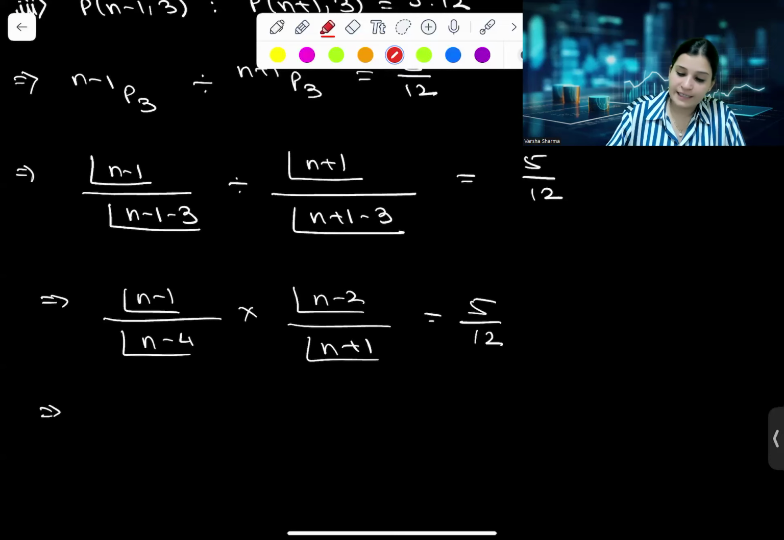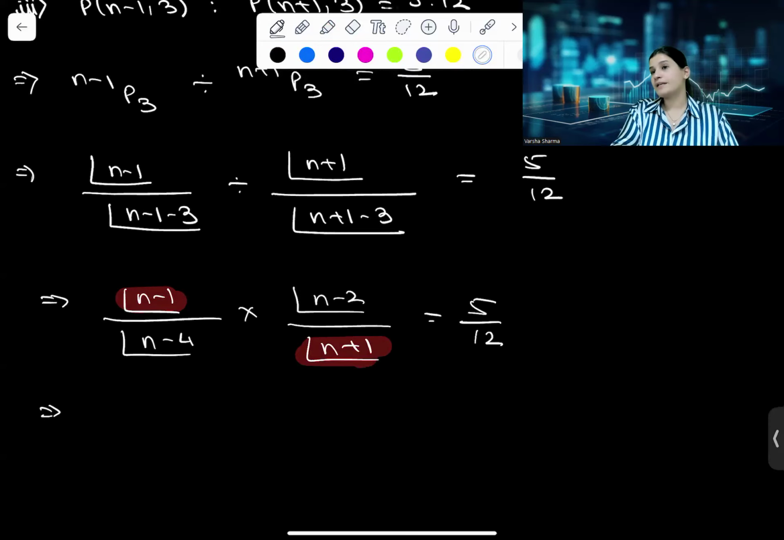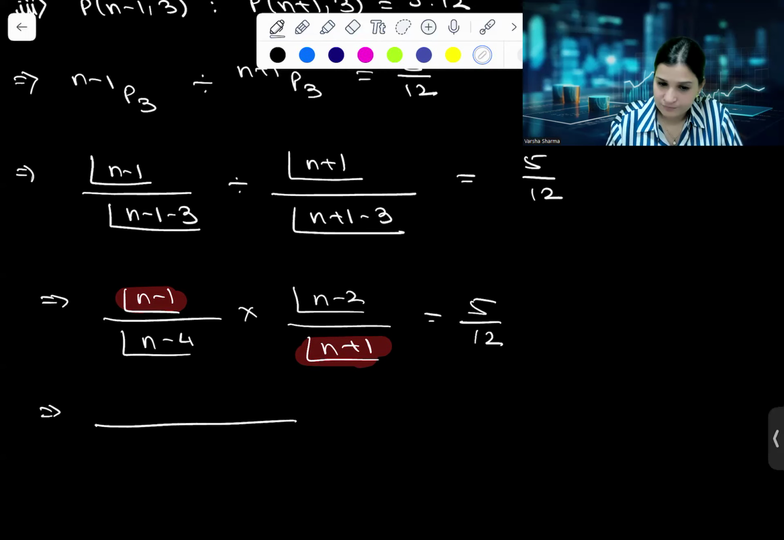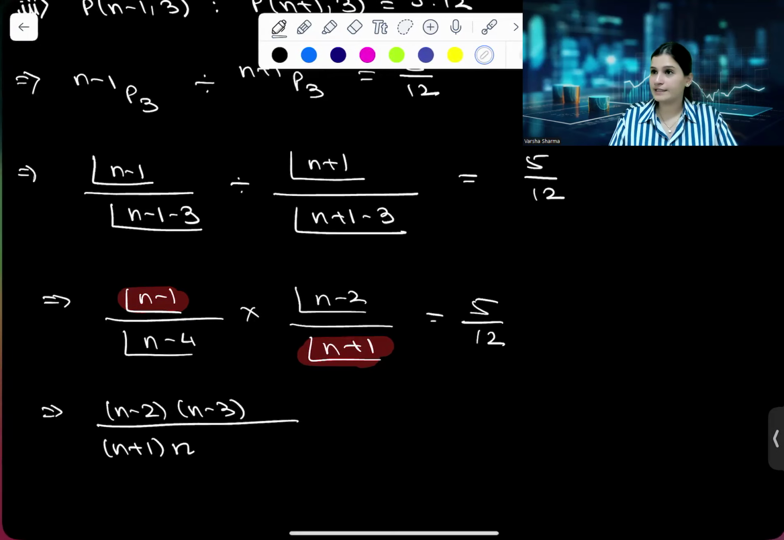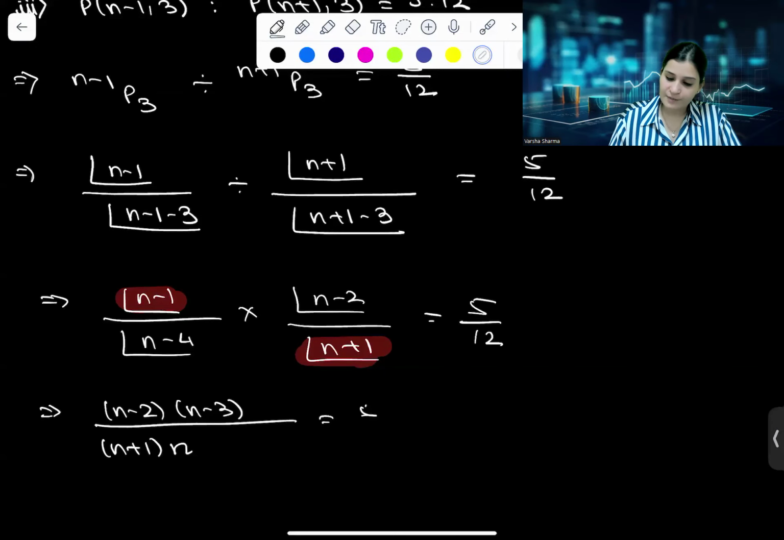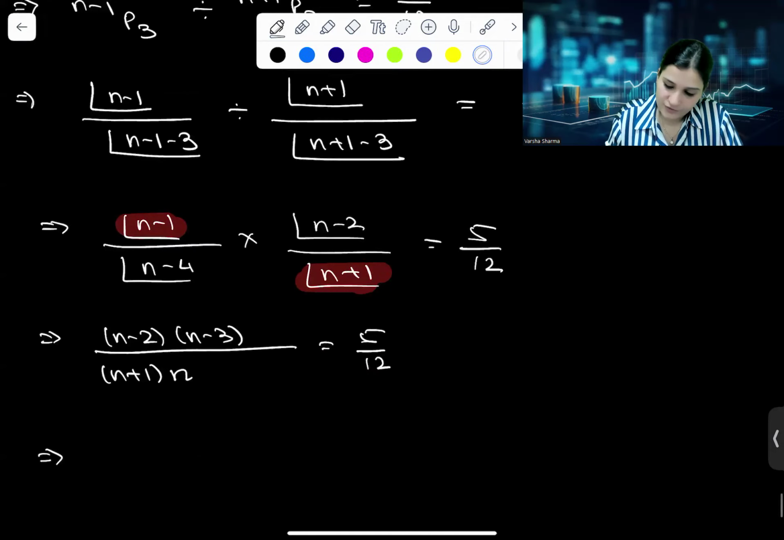So who looks alike? n minus 1 and n plus 1 look alike. So the larger number is n plus 1. I'm going to open that. So that would be n plus 1 and n. n minus 1 gets cancelled. Between n minus 2 and n minus 4, n minus 2 is larger. So n minus 2, n minus 3, n minus 4 gets cancelled. 5 by 12. Yes. Cross multiplication.